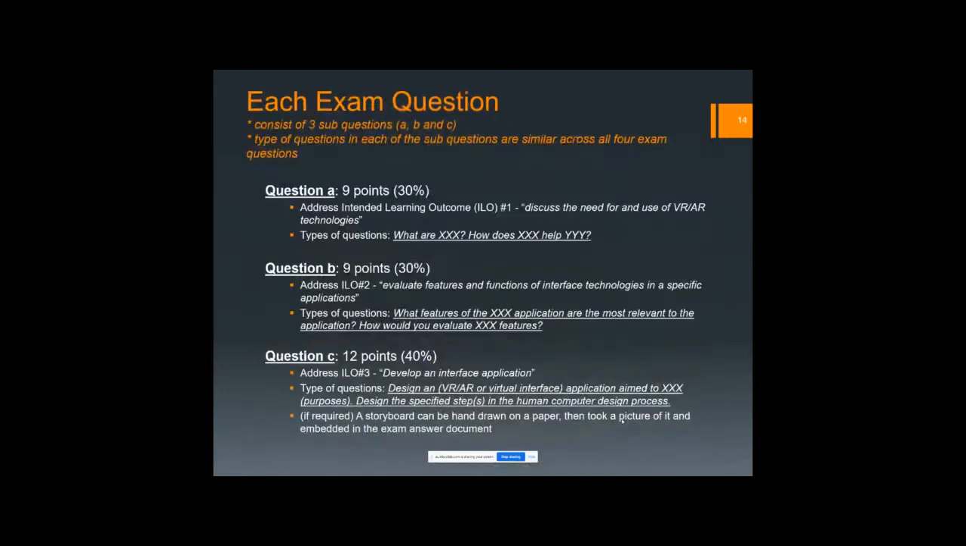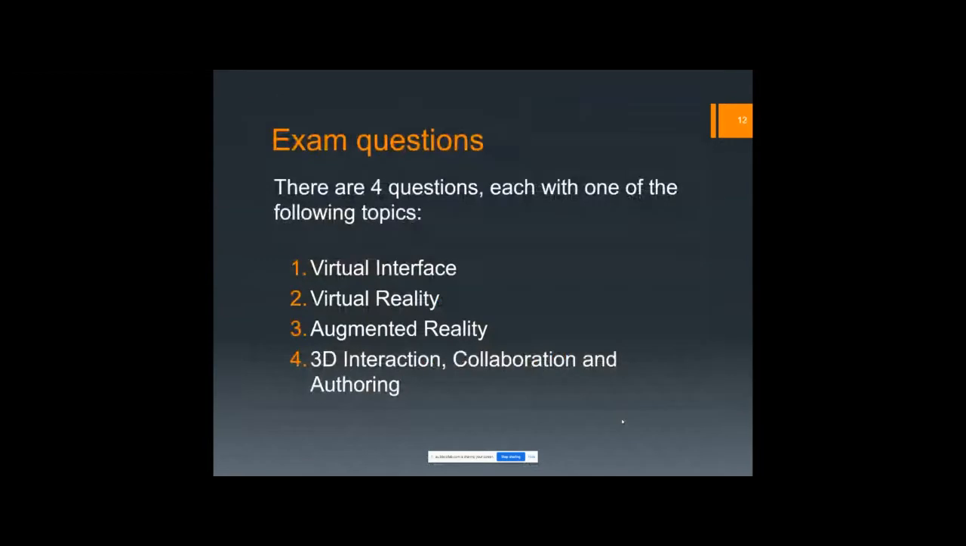So therefore, question A is really targeted on learning outcome one. Question B is targeted on learning outcome two. Question C is targeted on learning outcome three. I'll spend a few minutes on this slide. Let's go with number one first. Intended learning outcome one, ILO1: discuss the need and the use of VR and AR, whatever technology there is. As I move between topics, that question sticks for everything.